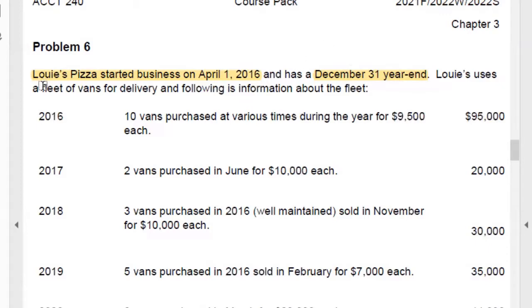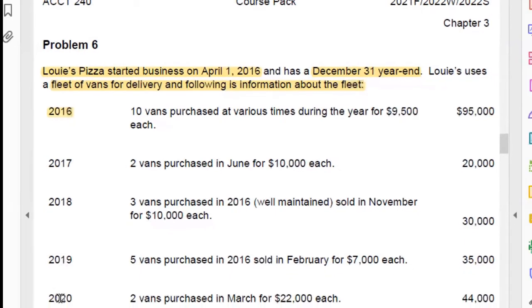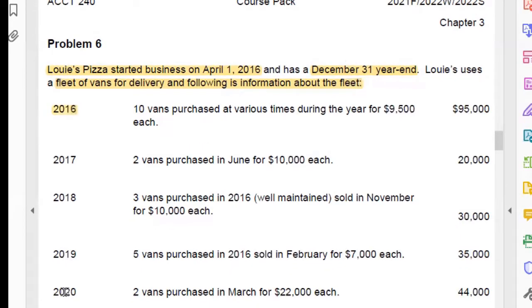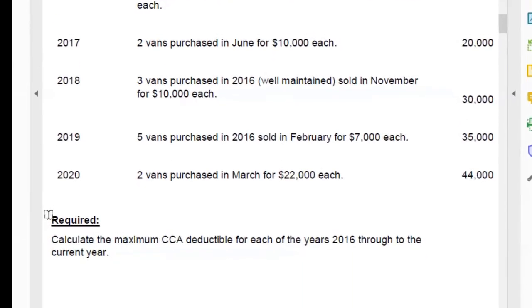Louis uses a fleet of delivery vans, and the following is information about the fleet. So we see we've got 2016, 2017, 2018, 2019, 2020, and in each one of those years, some purchases are made, probably some dispositions as well. Now, I'm not going to read through all of that right now. I'll pop back and forth because it's just a little bit easier to do 1 year at a time. And that's how I suggest that you handle something like this. Absolutely do it year 1, year 2, year 3, year 4. And you can set up a little grid so that you can tackle something like this.